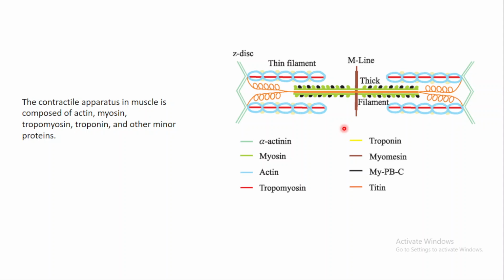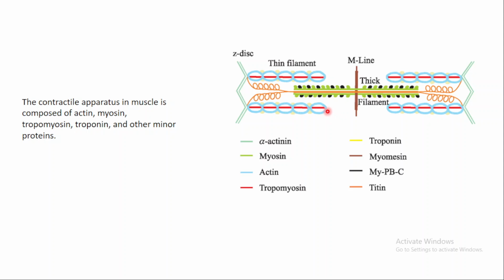So if you can follow these color codings, alpha actinin, these light blue lines are actinin and actin. This green belt is the myosin belt. Red proteins are tropomyosin. There are troponin proteins also. Myomesin, MyBP-C, titin, these are all associated proteins. So titin is this big giant protein which holds these myosin filaments. And this is the M line here perpendicular to the myosin filament.